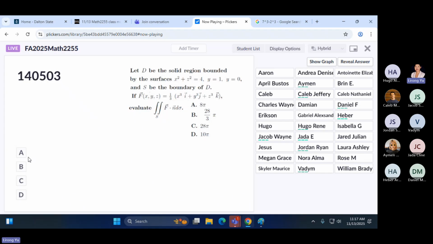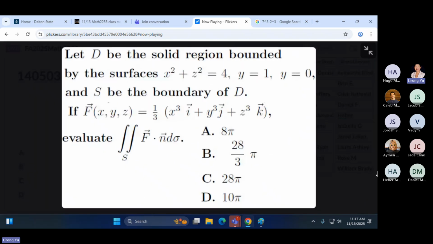All right, on the board we have a question that we will be doing for today's attendance question. It is a surface integral. We are going to use the divergence theorem to calculate this. This is one of the questions that I copied off of the textbook. Instead of dS, we have d sigma, but it's the same flux calculation, calculating the flux of F dot n dS. The surface is the solid bounded by the surface x squared plus z squared equals 4, y equals 1, y equals 0.